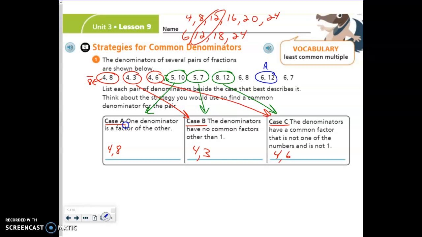Case B in this one actually is the last one on the list because the numbers, again, like I said, are one apart. 6 and 7, the only common denominator I'm going to come to with those two numbers is 42. 6 times 7. So that's going to be our case B.